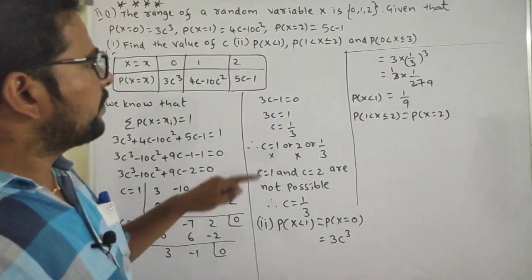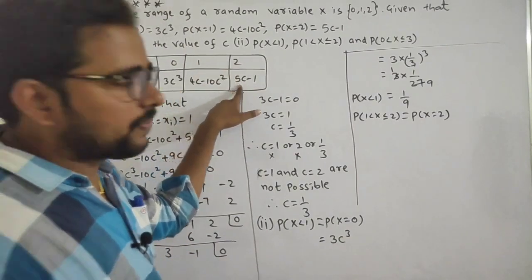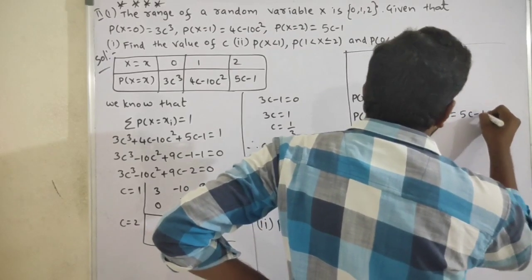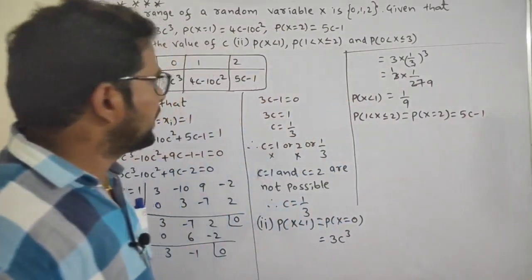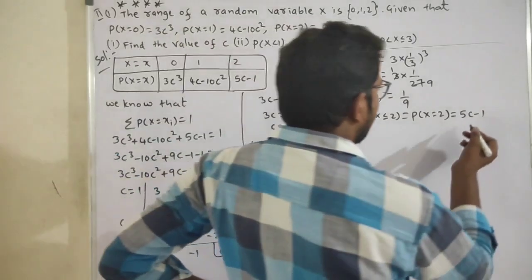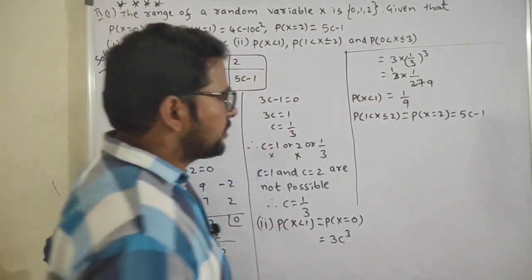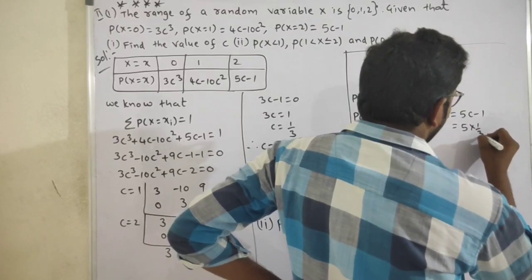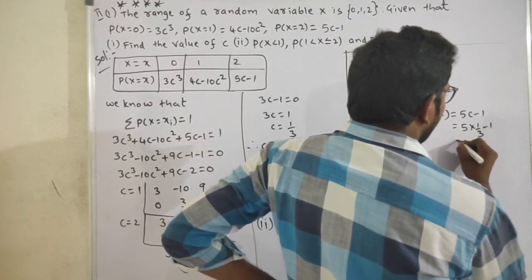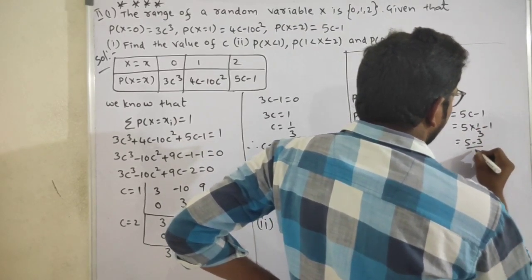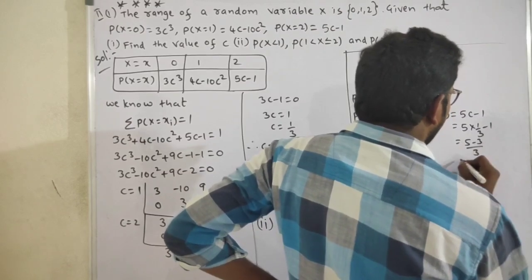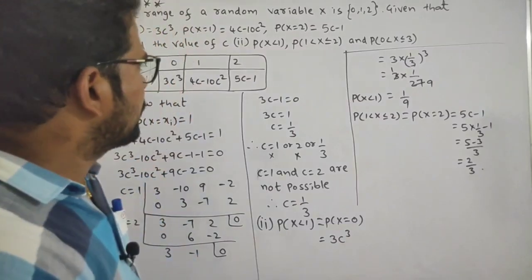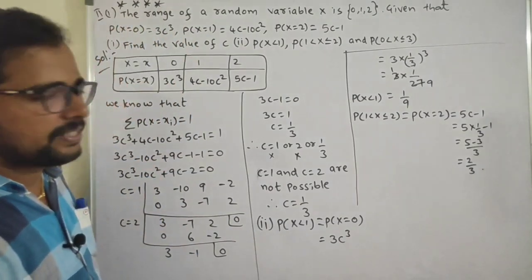So what is the probability of x equal to 2? It is 5c minus 1. So substitute the value, what is c value? C is equal to 1 by 3. Substitute here: 5 into 1 by 3 minus 1. 3 ones are 3, so 5 minus 3 by 3, which is 2 by 3. So the answer is 2 by 3, P of x is equal to 2.